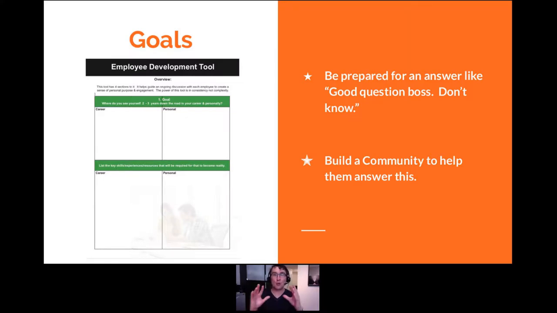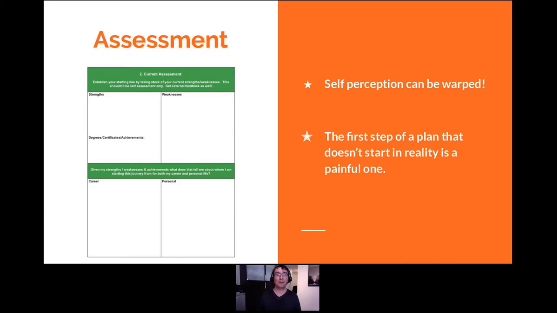It establishes a goal, and it tells you a little bit more about what's required to be happy and successful in that destination. And then you can move on and say, okay, what's your current assessment? Back to my phone in Surrey. It can't successfully get me to where I'm going unless it knows where I'm starting. Again, I'm going to encourage you, this involves a community, because self-perception can be warped.